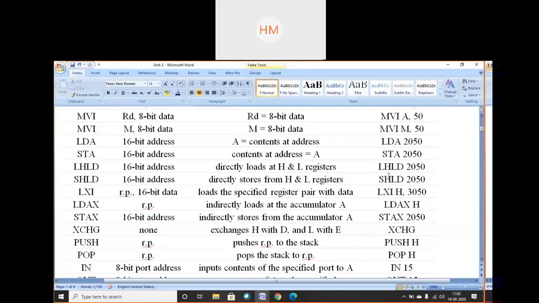Clear? LHLD instruction. If you are having any doubt in any of the instructions, you can ask me right now.